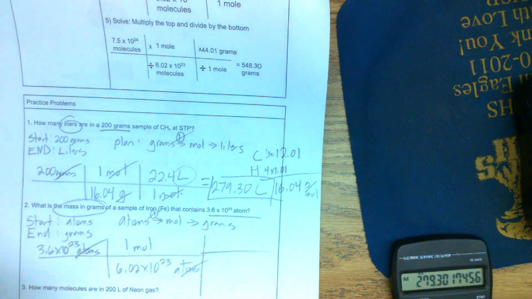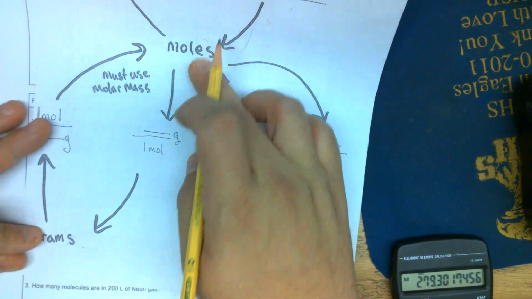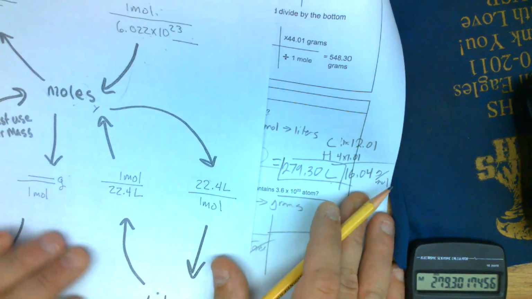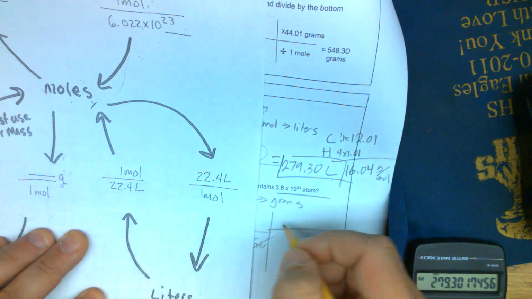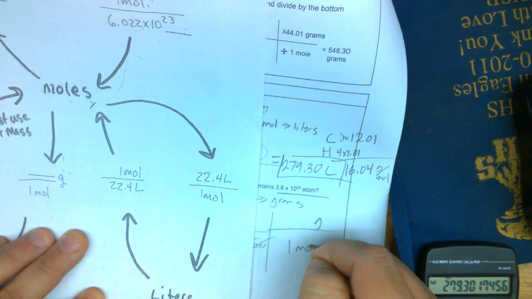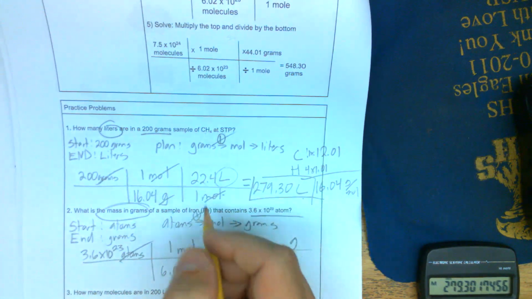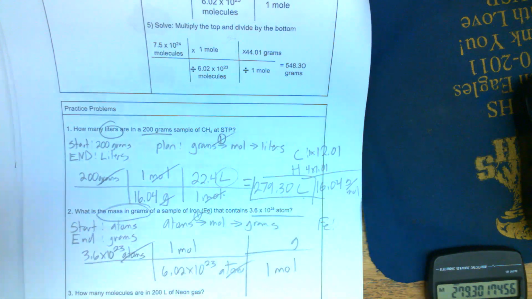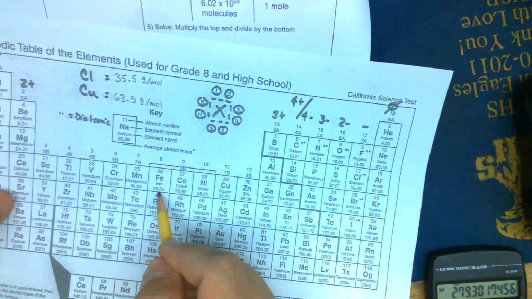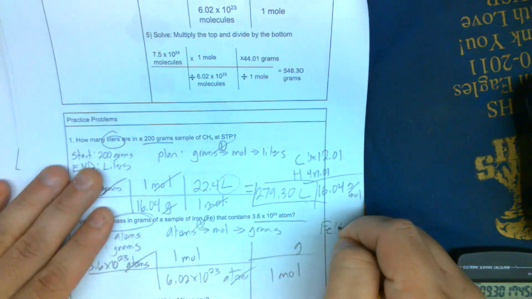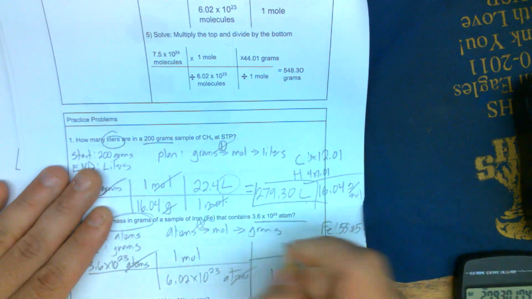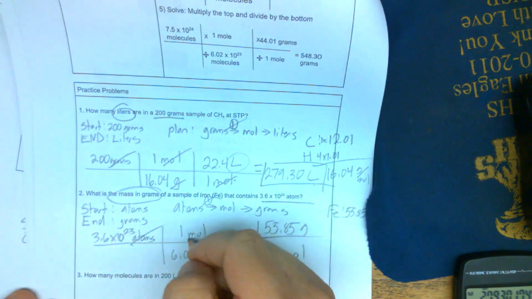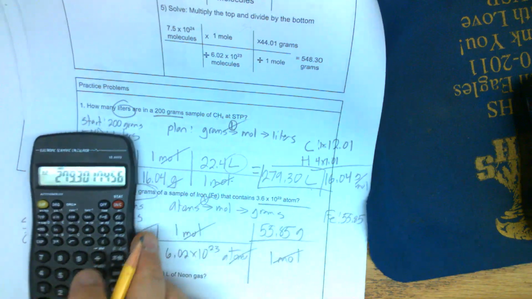Step 2, we're going to go from moles to grams. We follow this one: grams on top, 1 mole on the bottom. For this substance, we have iron, Fe. On our periodic table, Fe is 55.85, so 55.85 grams for every 1 mole. So these cross out, and then we get our answer.